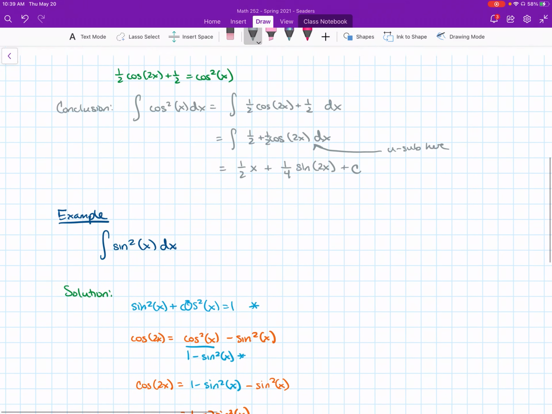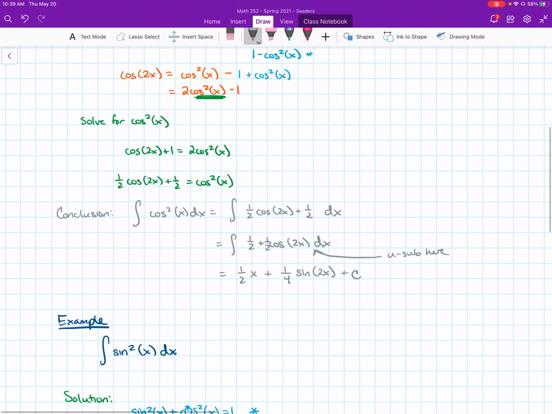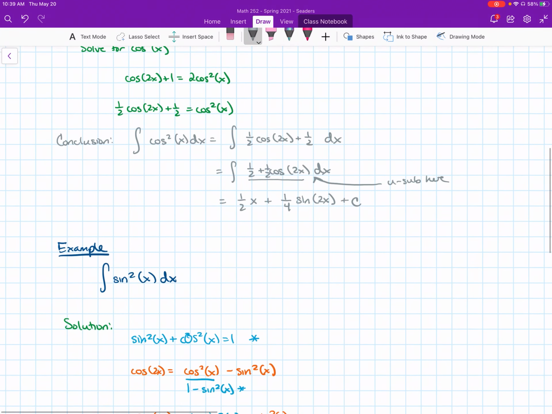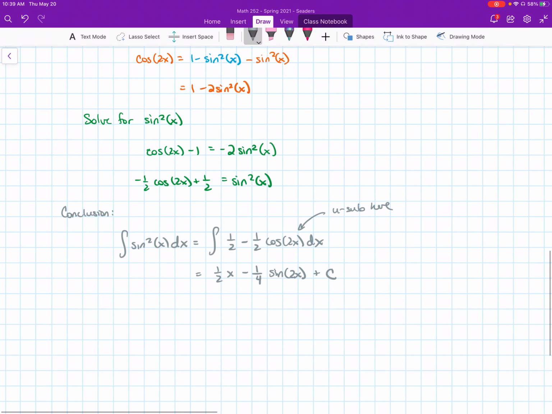Notice that these are very similar for these two functions. For cosine squared, I replace with 1/2 plus 1/2 cosine of 2x. For sine squared, I replace with 1/2 minus 1/2 cosine of 2x. And I just use trigonometric identities to make this replacement, so I can now find antiderivatives.